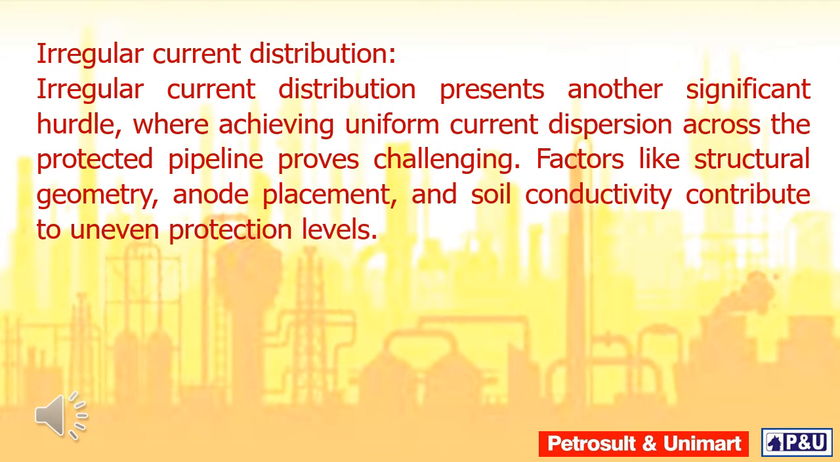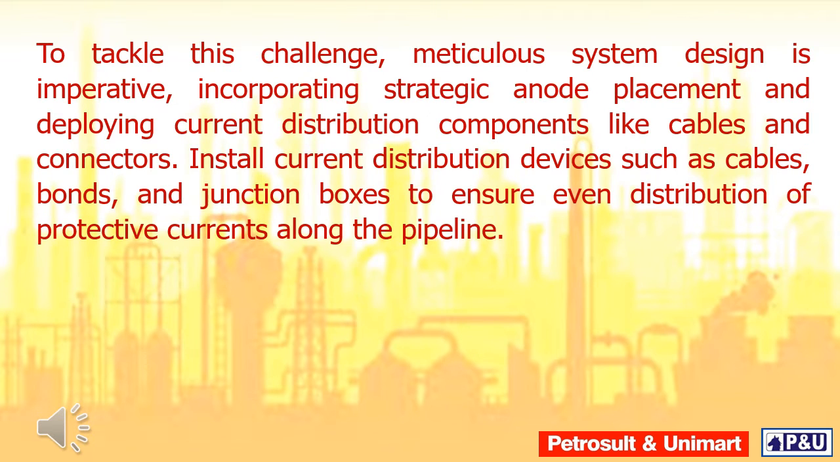Irregular current distribution. Irregular current distribution presents another significant hurdle, where achieving uniform current dispersion across the protected pipeline proves challenging. Factors like structural geometry, anode placement, and soil conductivity contribute to uneven protection levels. To tackle this challenge, meticulous system design is imperative, incorporating strategic anode placement and deploying current distribution components like cables and connectors. Install current distribution devices such as cables, bonds, and junction boxes to ensure even distribution of protective currents along the pipeline.